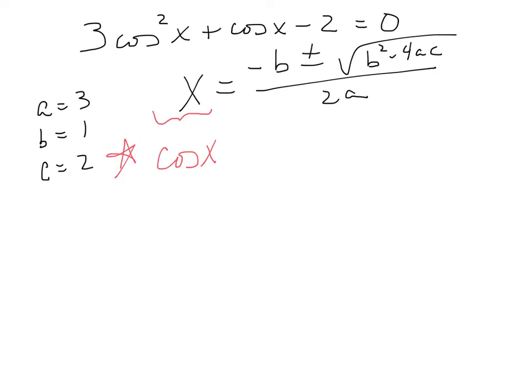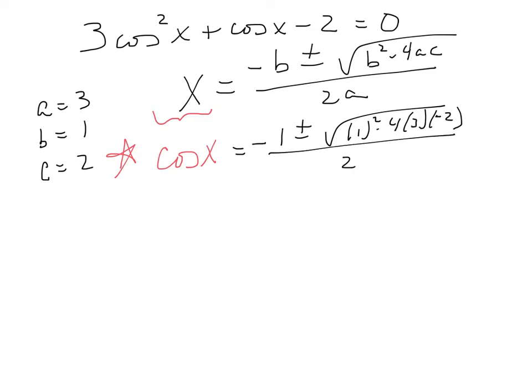And then that's equal to the negative of 1 plus and minus. Under the radical, it'll be 1 squared minus 4 times 3 times negative 2 all over 2 times 3. Be careful of your signs. So now I have cos of x equals negative 1 plus and minus. That's sloppy. Negative 1 plus and minus.